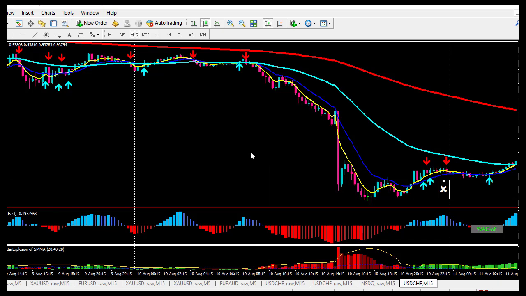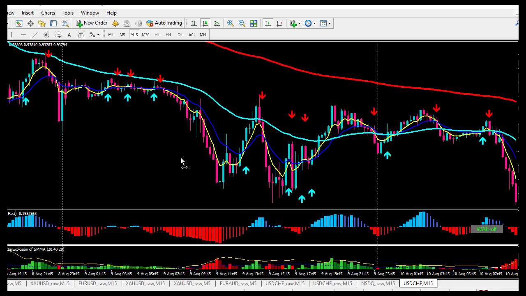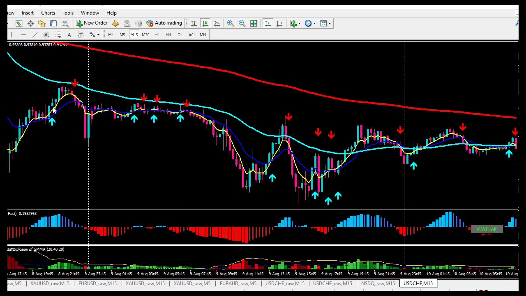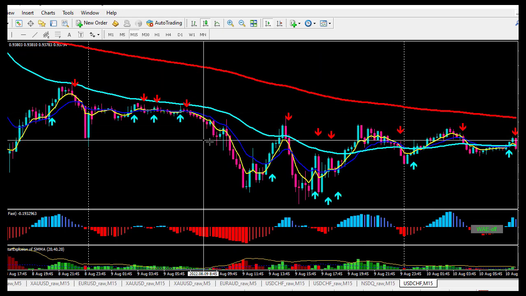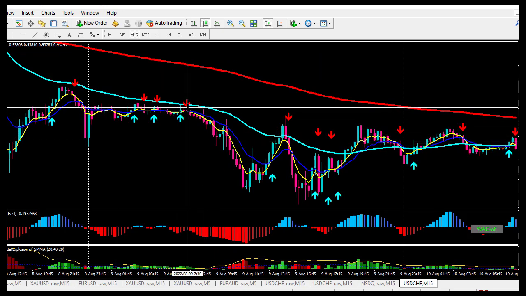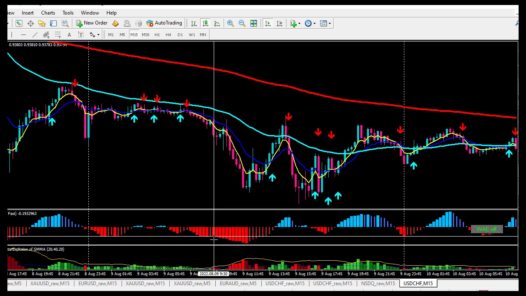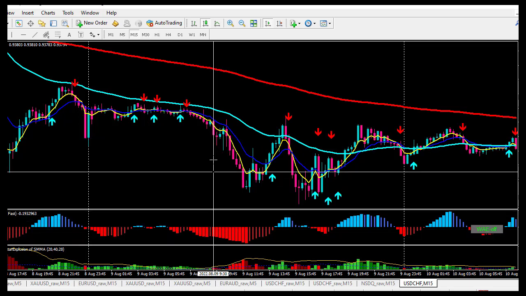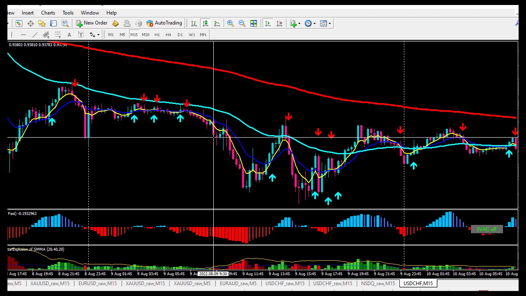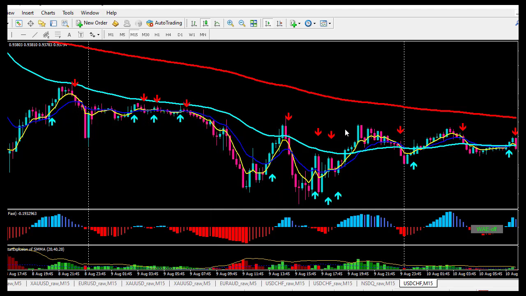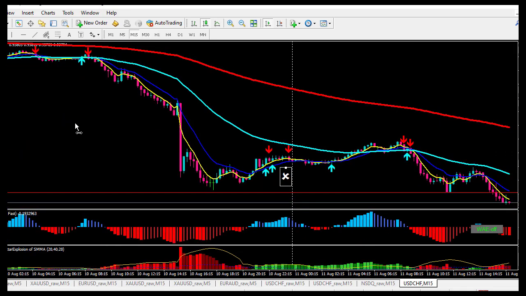If you check the previous day also, here is another confirmation. So this is how to use this particular strategy. We have a sell signal here, and at this point we have every indicator in agreement. So after the close of this candle, place your trade. We have like 23 pips here. So this is how to use this particular strategy.